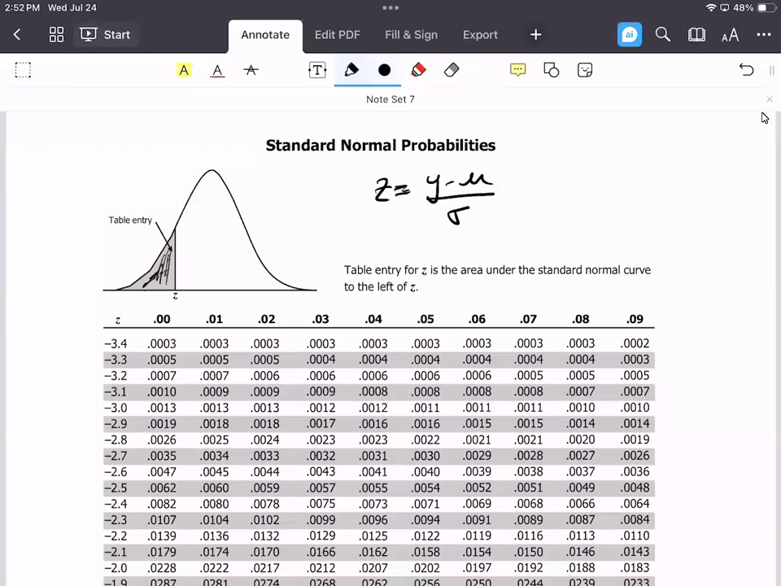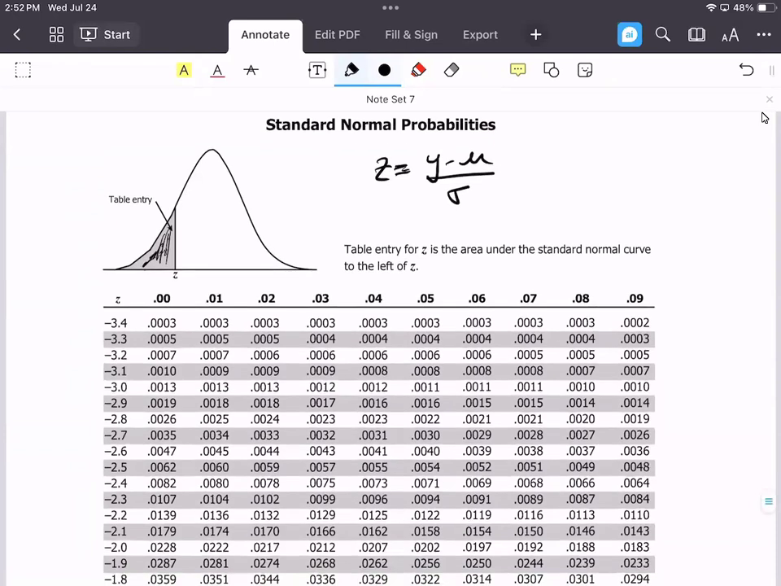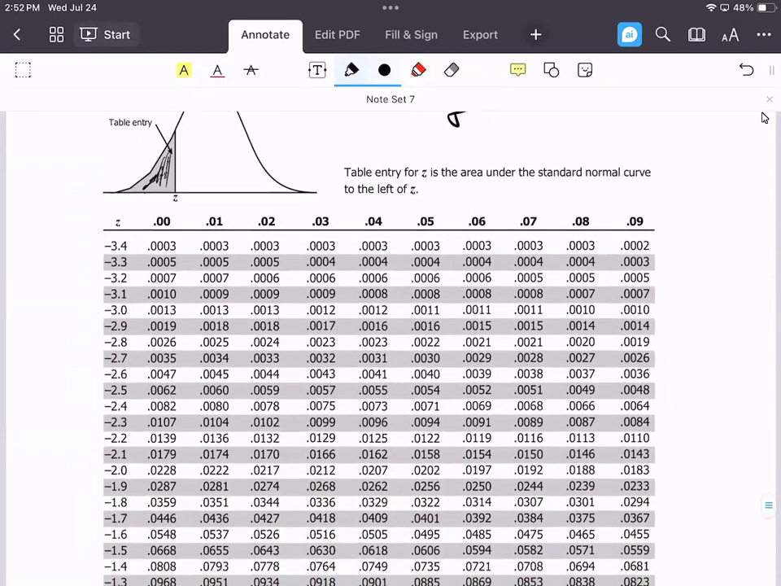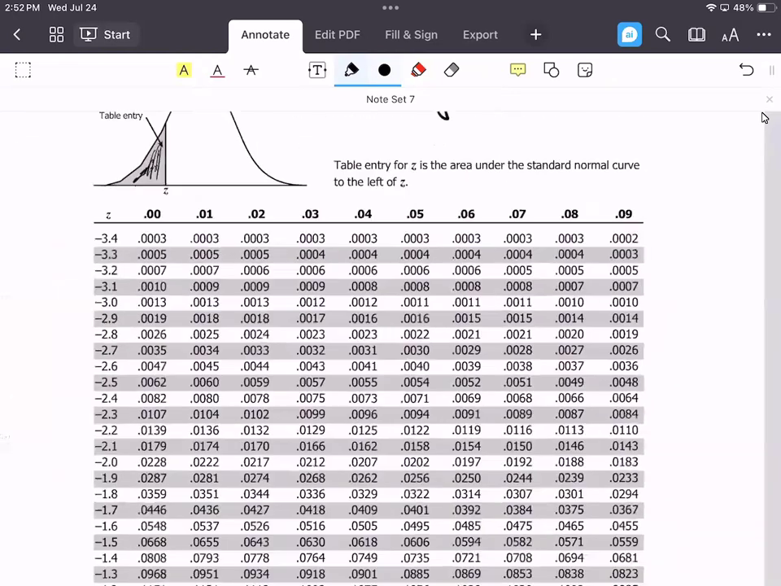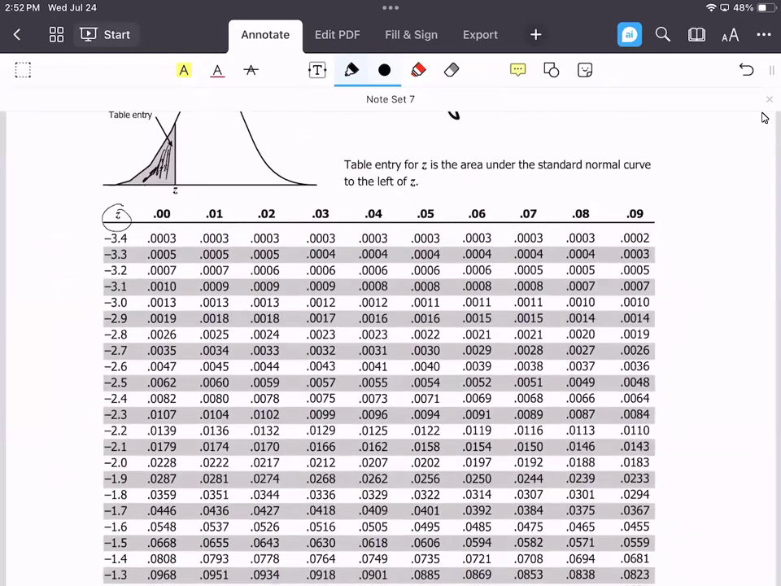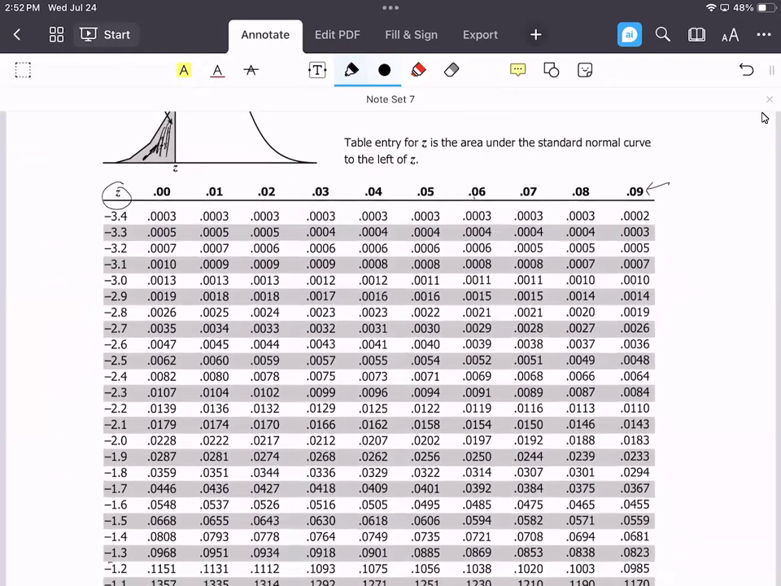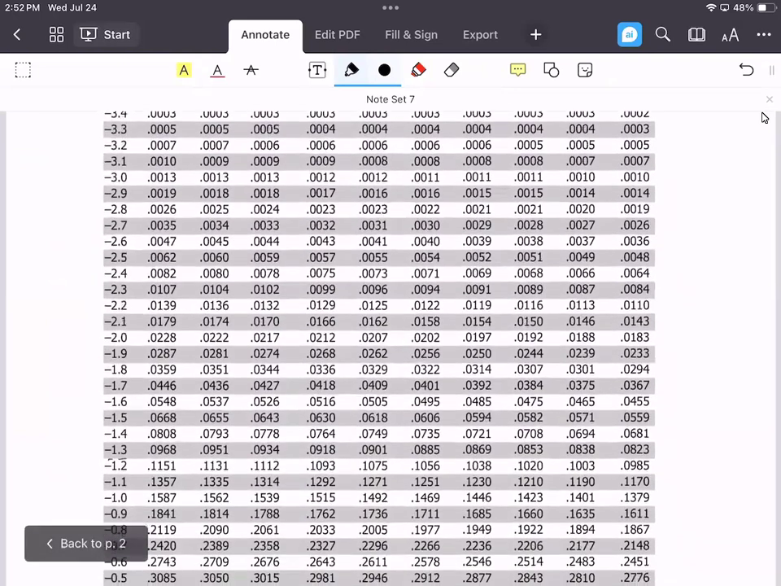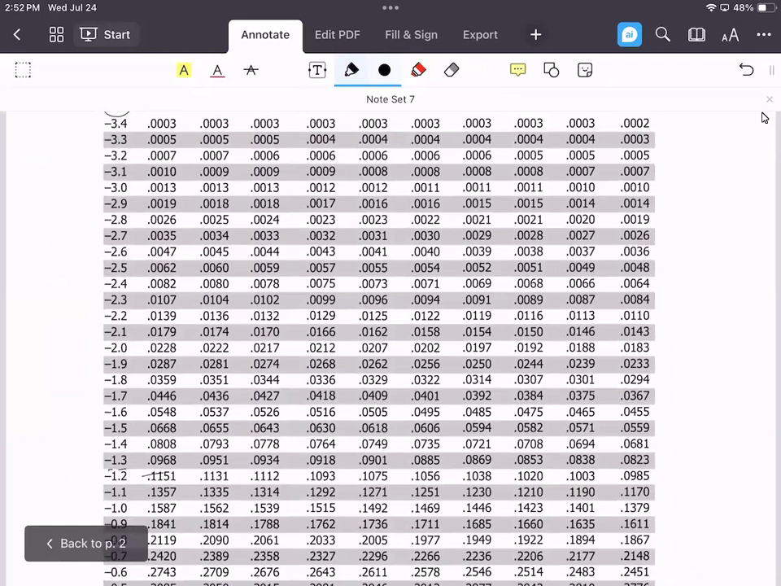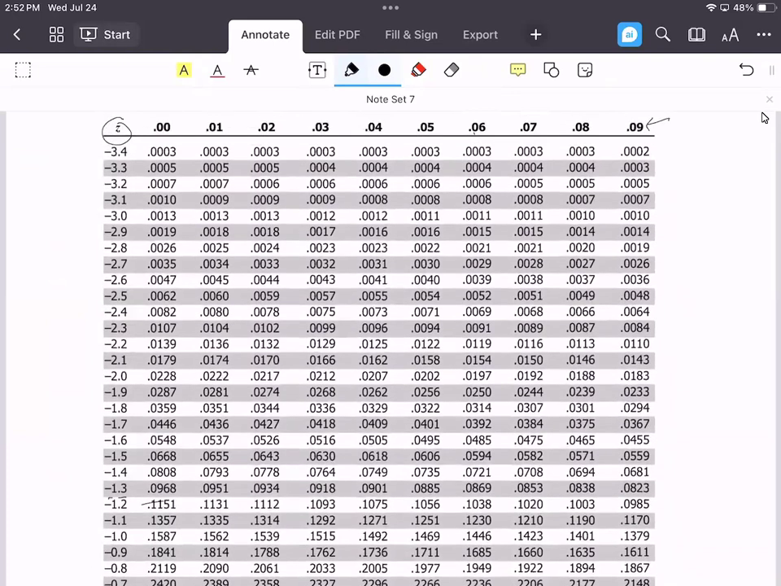All right. So we found that the z-score was negative 1.36. You're going to notice the first two digits of the z-score are here. The second decimal place is up here. So we need to find negative 1.3. So here it is, negative 1.3. And then I'm going to go over to 6.